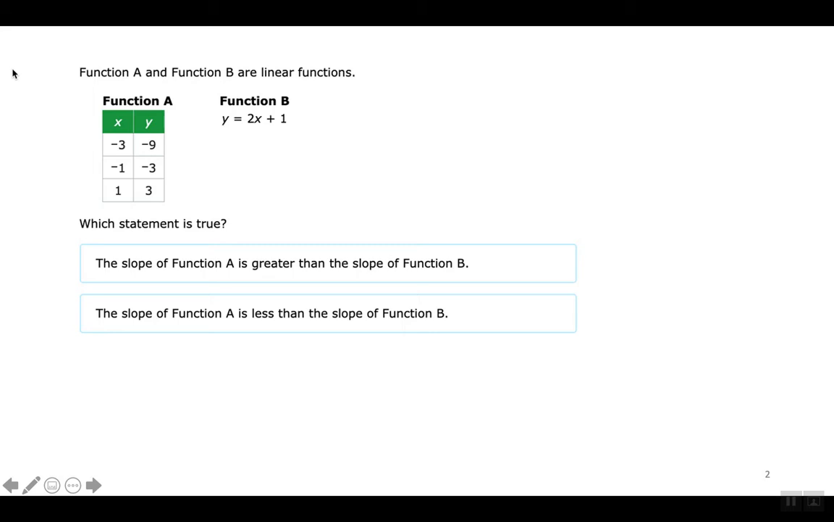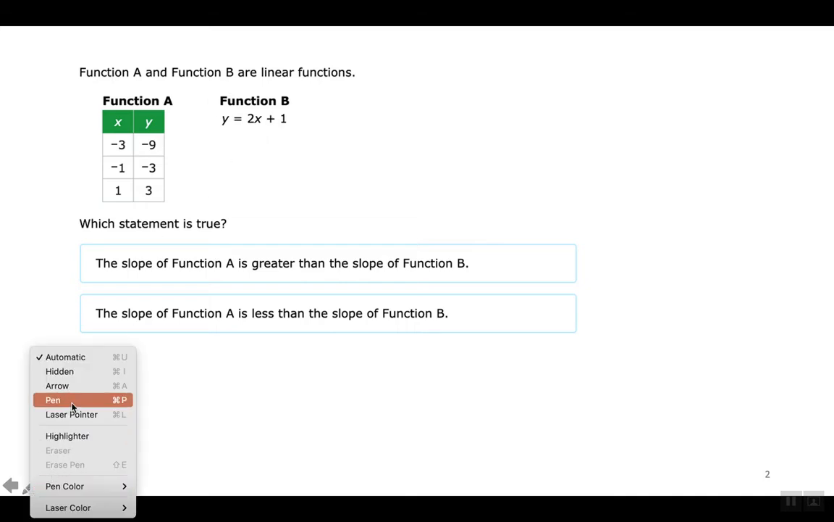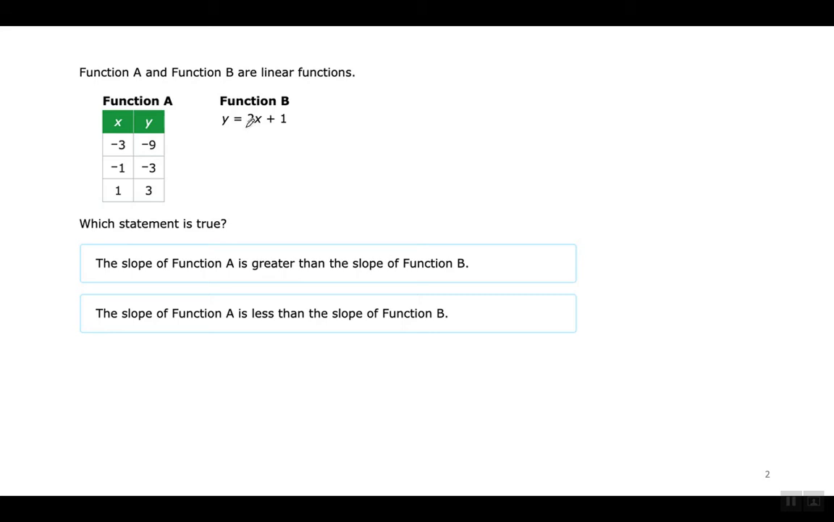So in the first question, it says function A and B are linear functions. So they're asking us which statement is true. Is the slope of function A greater than or less than the slope of function B? So I got to get the slope. For function B, the slope is right here. It's 2. For function A, I got to calculate the slope using this formula.